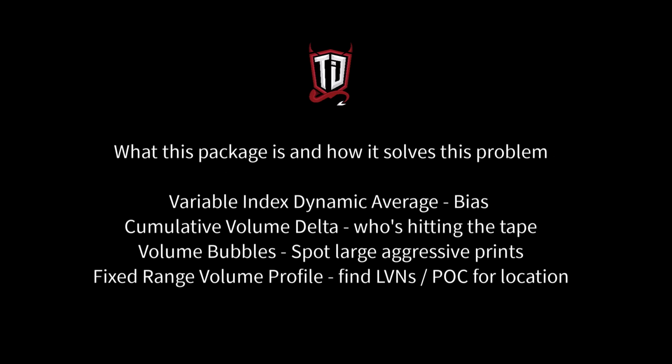What this package is and how it solves this problem. There are four components to it. The variable index dynamic average. This is a new indicator we're introducing for the first time here. This will give us our directional bias.